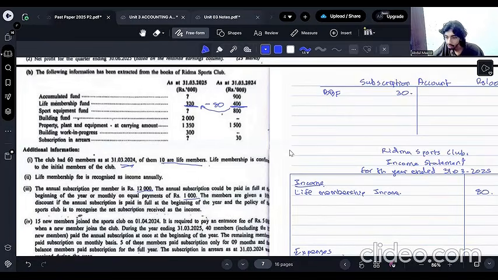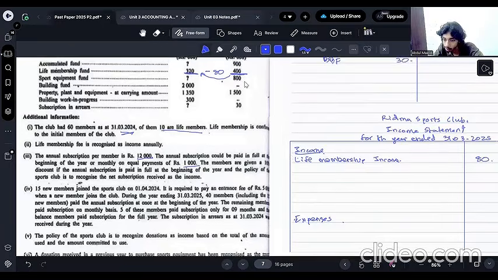The policy of the sport club is to recognize the net subscription received as the income. If someone pays the full amount at once at the beginning of the year, you will deduct the discount and recognize the net amount only as the income. There was a previous question like this in 2022 or something, where they said to recognize the discount separately as an expense. Here they are saying directly deduct the discount from the subscription income itself. Now that's the policy.